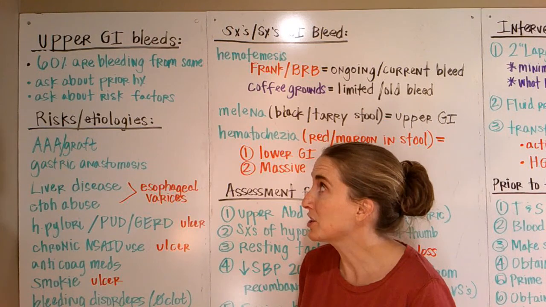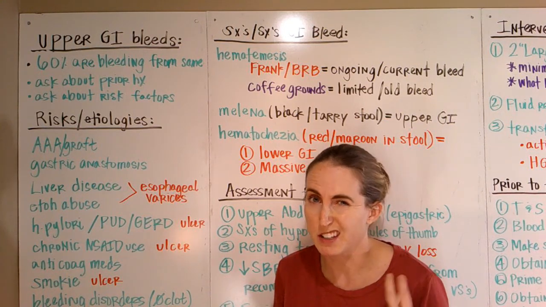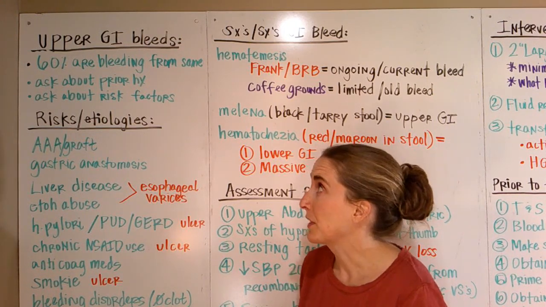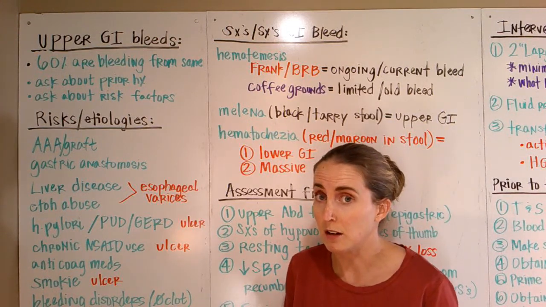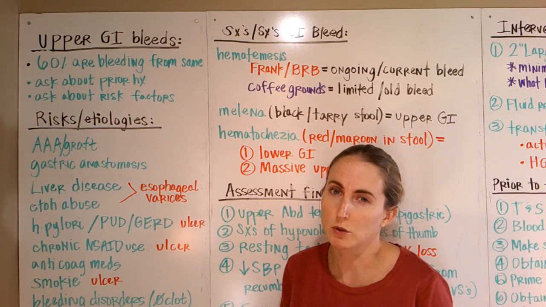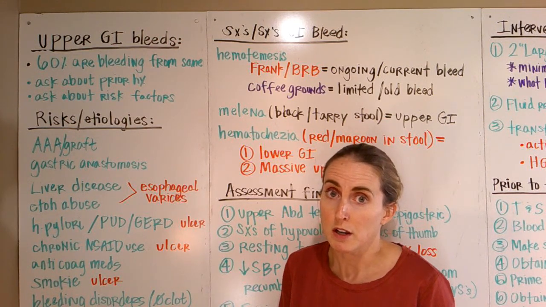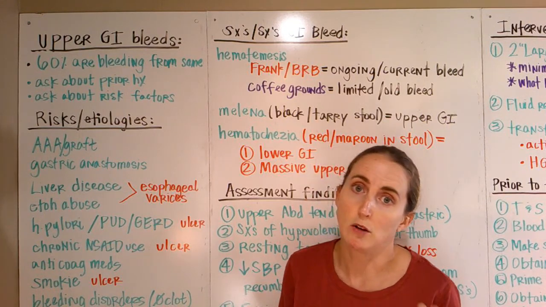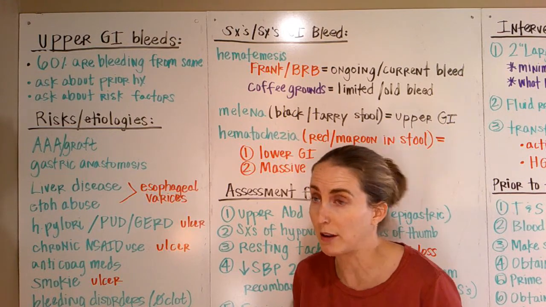So with an upper GI bleed, so we're talking about in the stomach, the duodenum or the esophagus, that's considered to be an upper GI bleed. 60% of bleeding usually occurs from the same place as the patient had it before. So it's a really good idea to ask, hey, have you had a history of this before? How long have you been having this kind of pain? How long have you been having these symptoms? Have you had this happen before? What did they do about it?